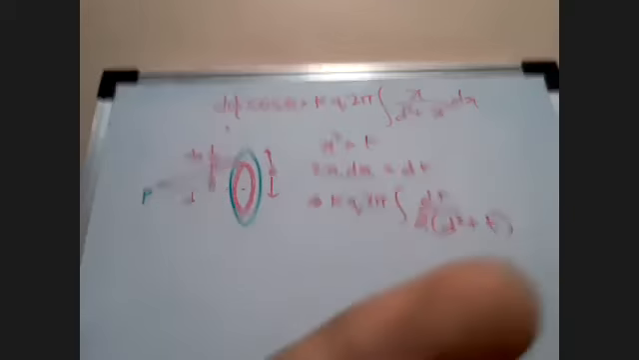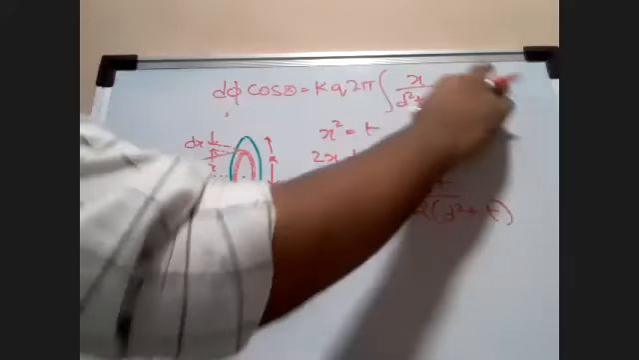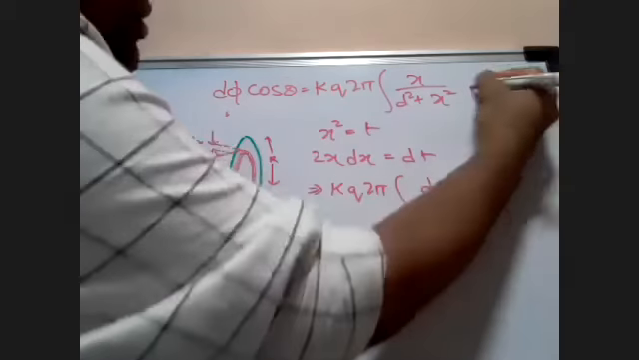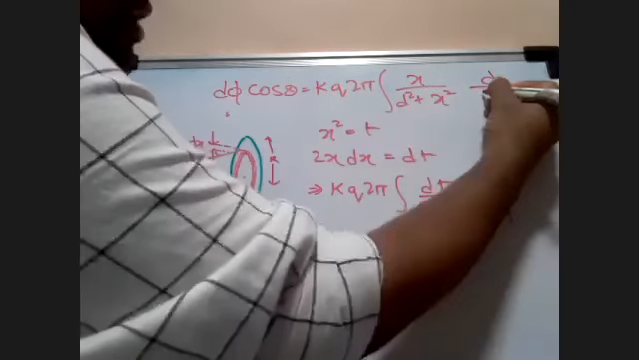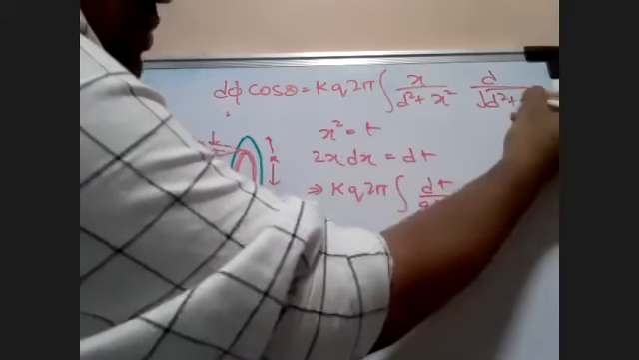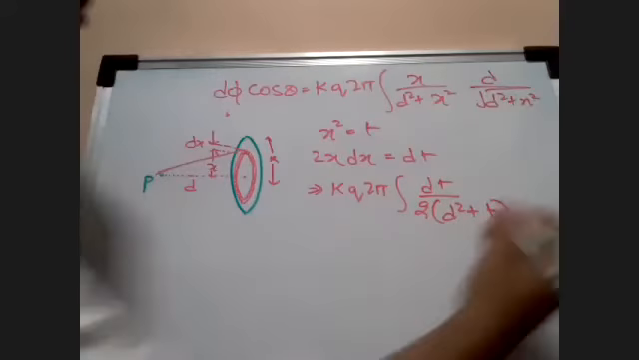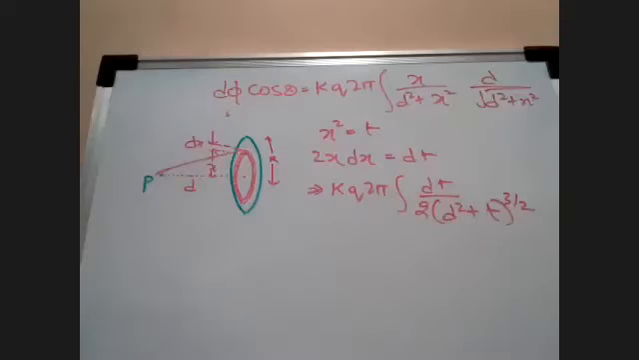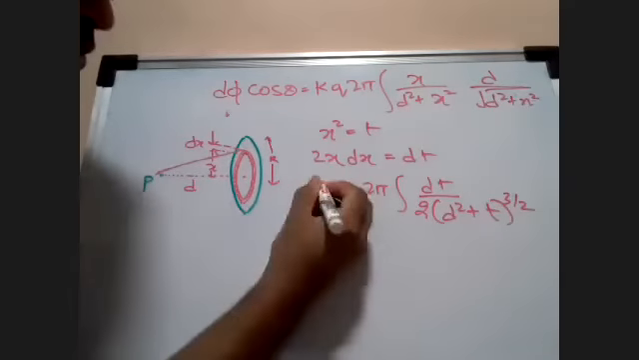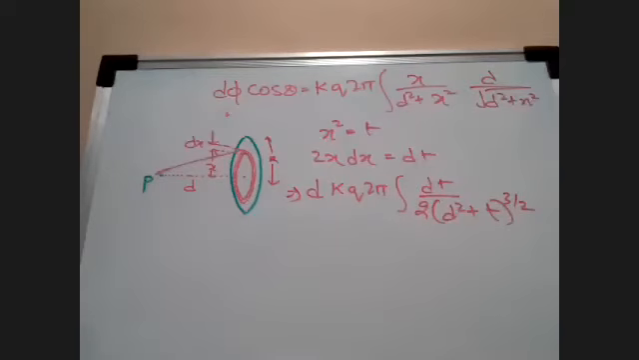See, look here. d phi is equal to, I'll just adjust. Instead of this dx, I will write d upon root of d square plus x square. And what will I get? I will get d square plus x square raised to 3 by 2, and I will get a d out here. Right? Is everything right? Yes, sir.